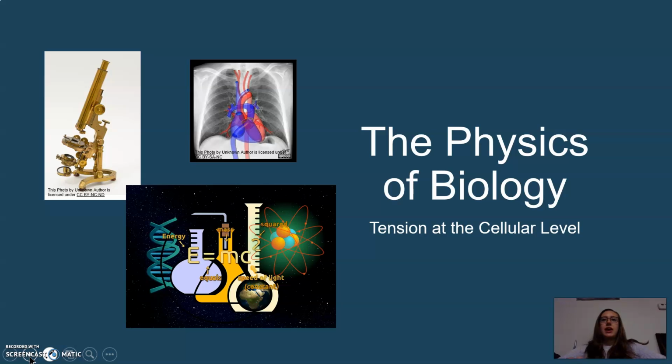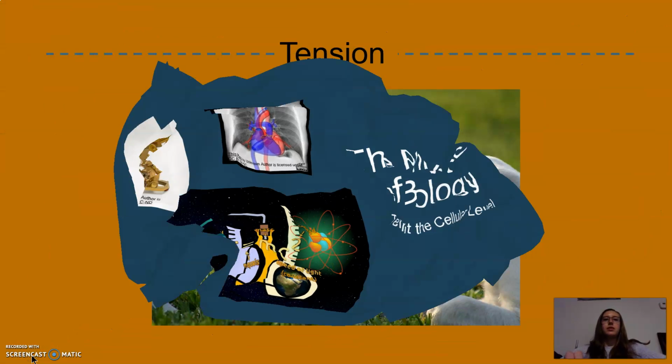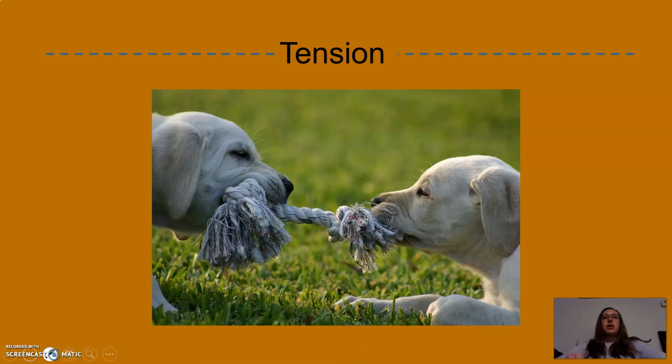My presentation today is on the physics of biology, specifically on tension at the cellular level. So what is an example of tension? An example of tension can be seen in this image where two puppies are playing tug of war with a piece of rope. They are exhibiting tension upon that rope.